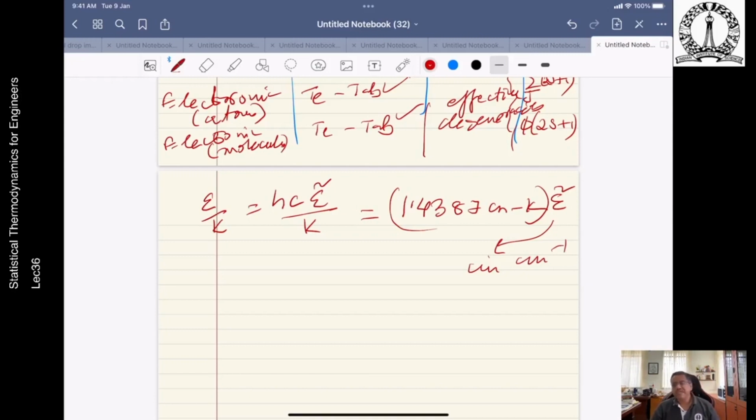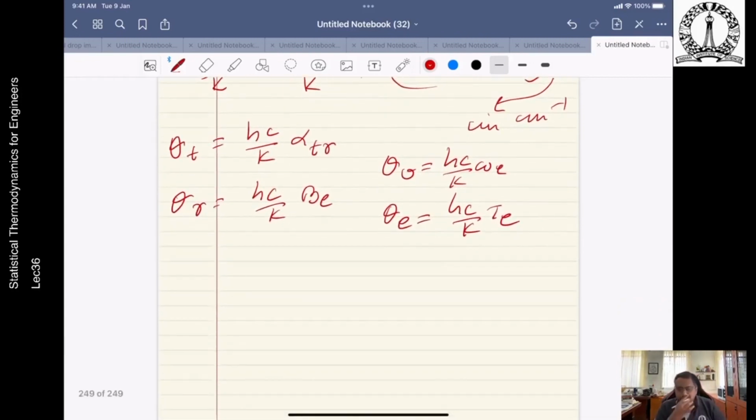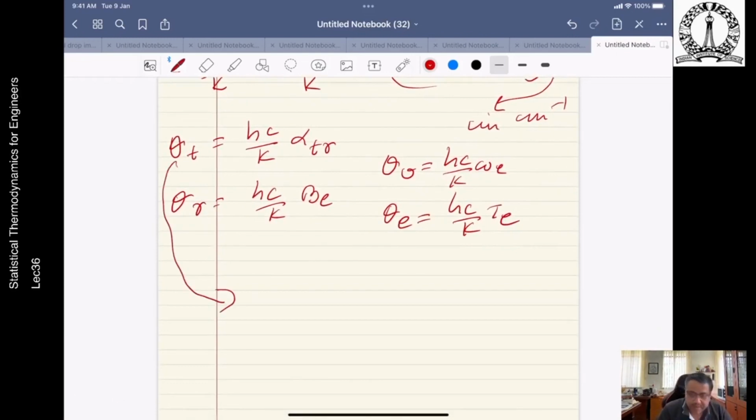So we can define different types of temperatures. For example, translational temperature is hc by k into alpha Tr. The rotational temperature is given as hc by k into Be. The vibrational temperature is given as hc by k into omega e. The electronic temperature is given by this. The translational temperature usually will be in the range of 10 to the power of minus 16 Kelvin. Even lower translational temperatures are obtained for more massive molecules.